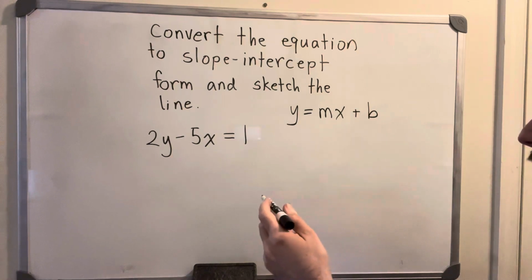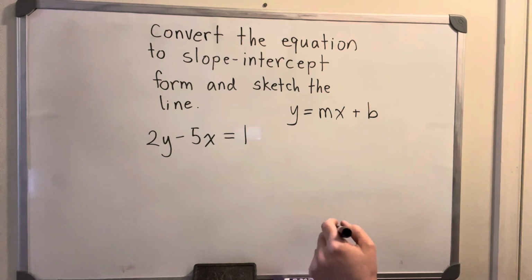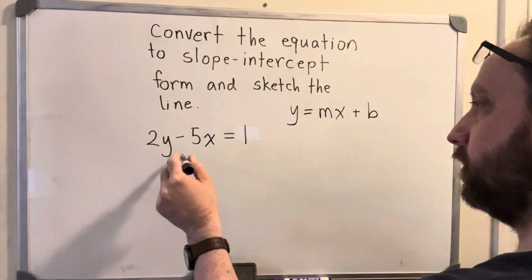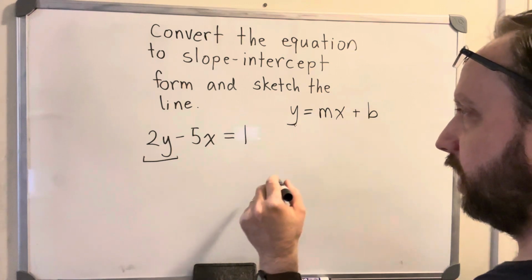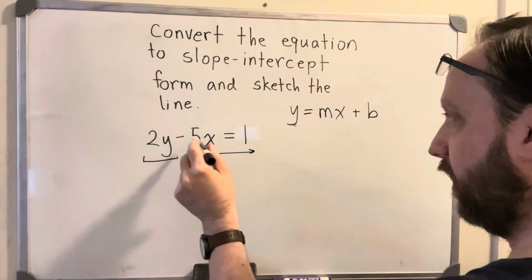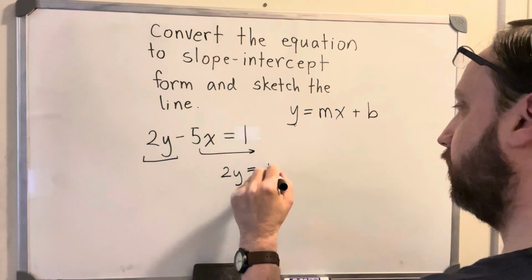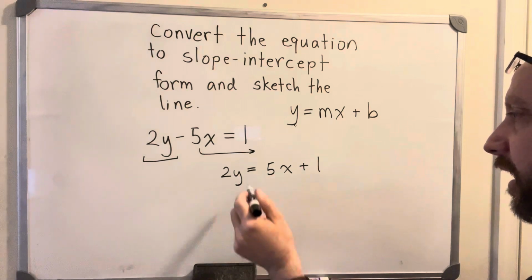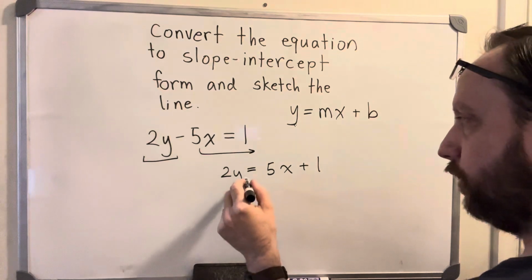So try doing this on your own. Pause the video, get your answer, and then unpause it, and I'll show you my way of doing it. Okay, first I want to get y all by itself on one side of the equation, so I will add 5x to both sides because we got a minus 5x here. So then we got 2y equals 5x plus 1. And then to get y all by itself, we need to divide both sides by 2.